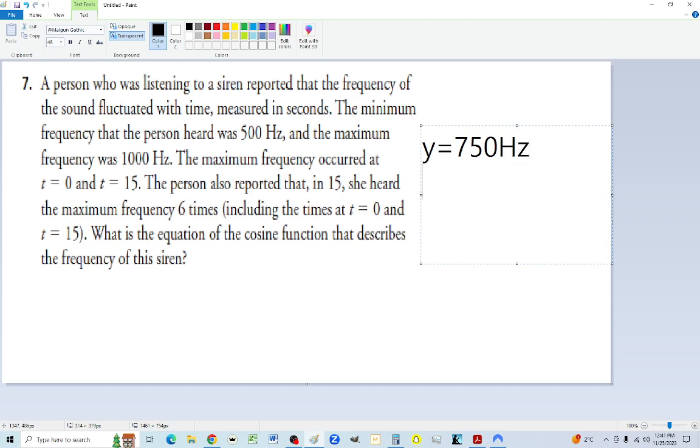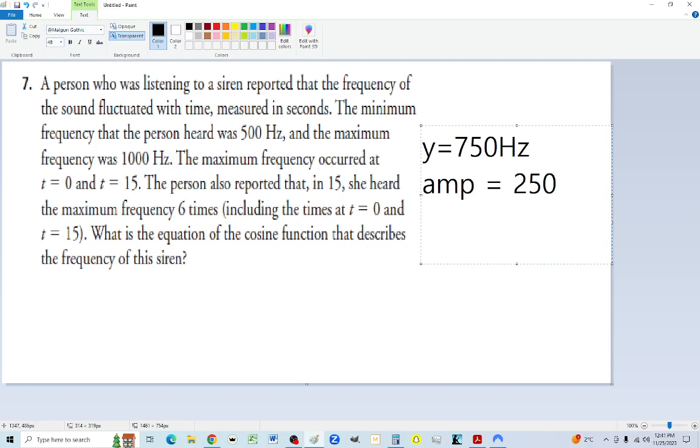Now I can still use the max and min to figure out the amplitude because it's going to be max minus min, which is 500, divided by 2, 250. I could also do that by taking the max minus the axis and also get 250. That means the amplitude is 250.